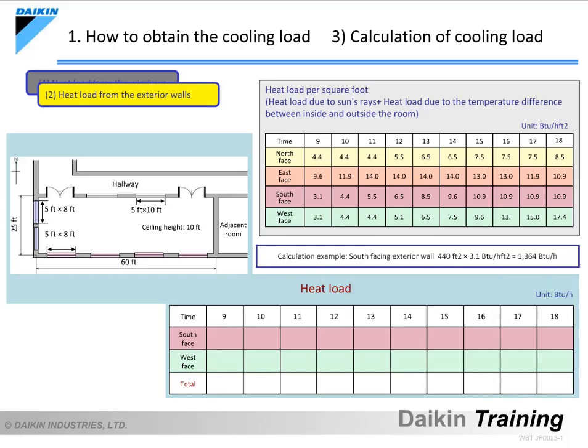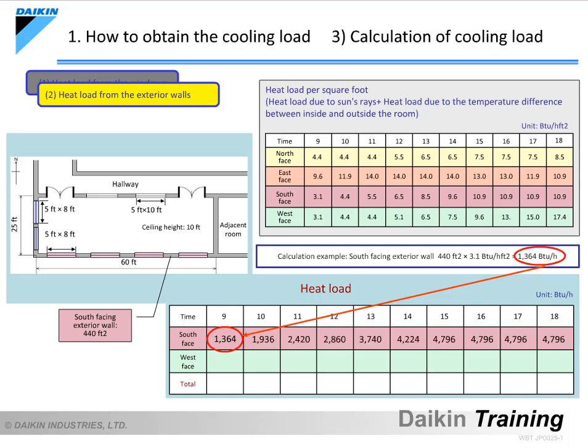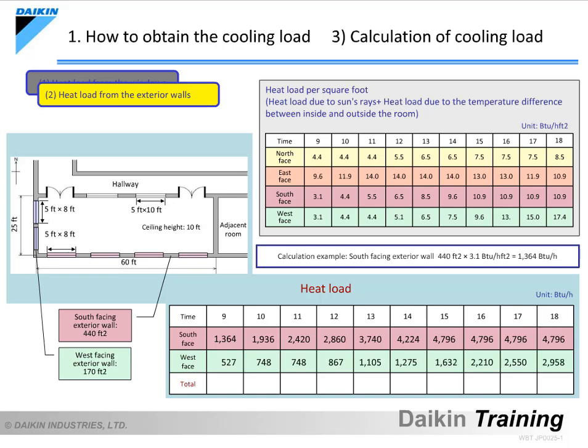Now, let's calculate the heat load for this office. The area of the exterior wall on the south face is 440 square feet. At 900 hours, the heat load is 3.1 BTU per hour square foot. So, the heat load is calculated as 1,364 BTU per hour. We can calculate the heat load for the time period between 1000 hours and 1800 hours in the same manner. The west face also has an exterior wall area of 170 square feet, and the heat load can be calculated in the same way.